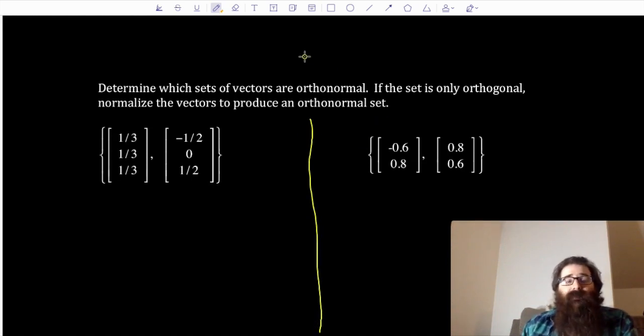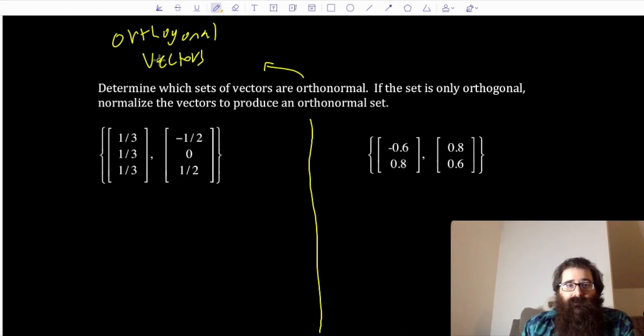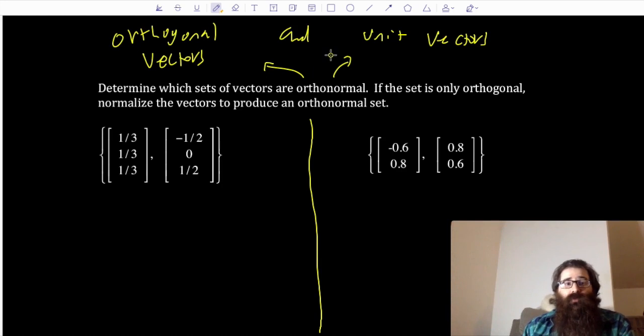Now, what does it mean to have an orthonormal set? There's two parts here, and let me talk about it. The ortho part means it must be orthogonal. You need orthogonal vectors. But then the normal part means they must also be unit vectors. So in order to have an orthonormal set, I need both of these things happening. I need an orthogonal set of vectors where the vectors themselves are unit vectors.